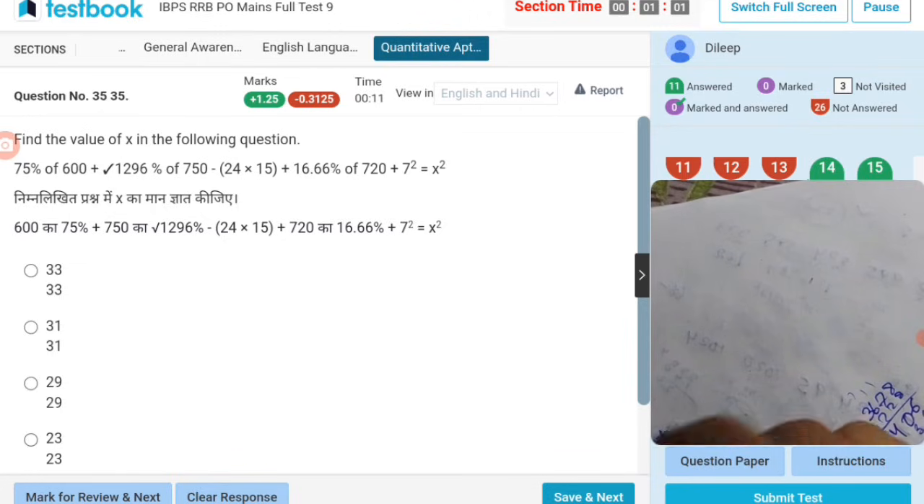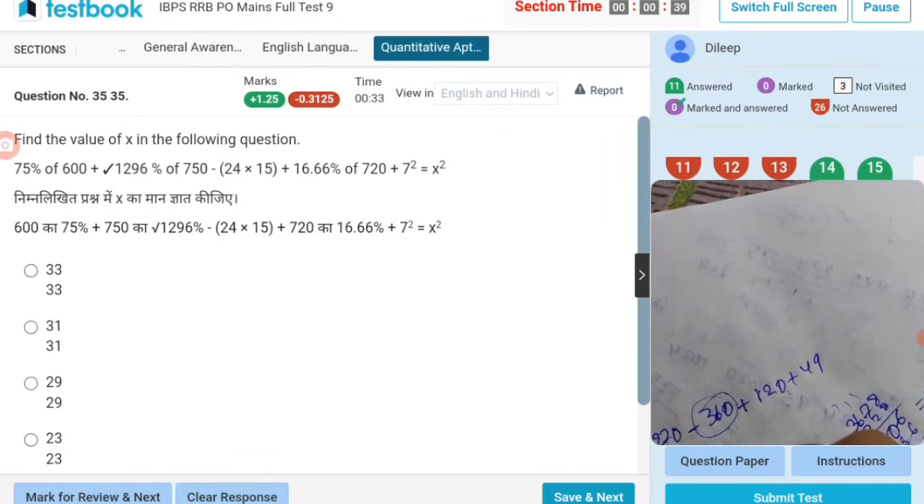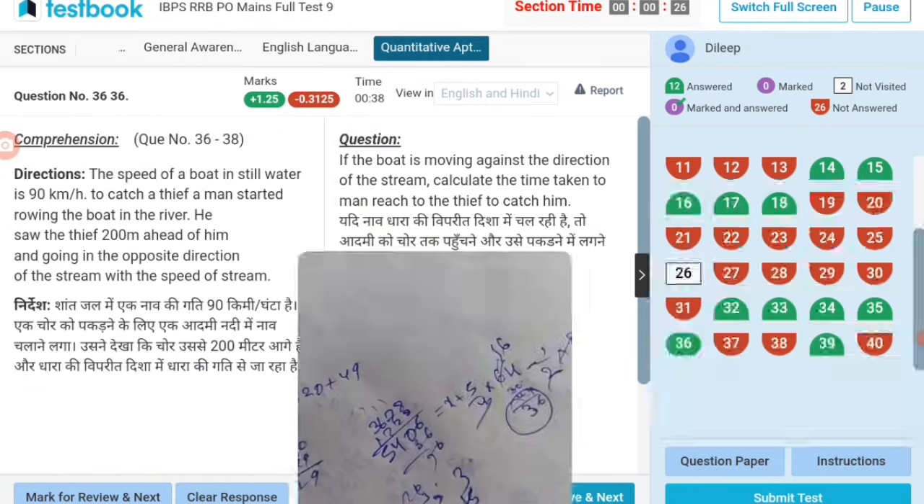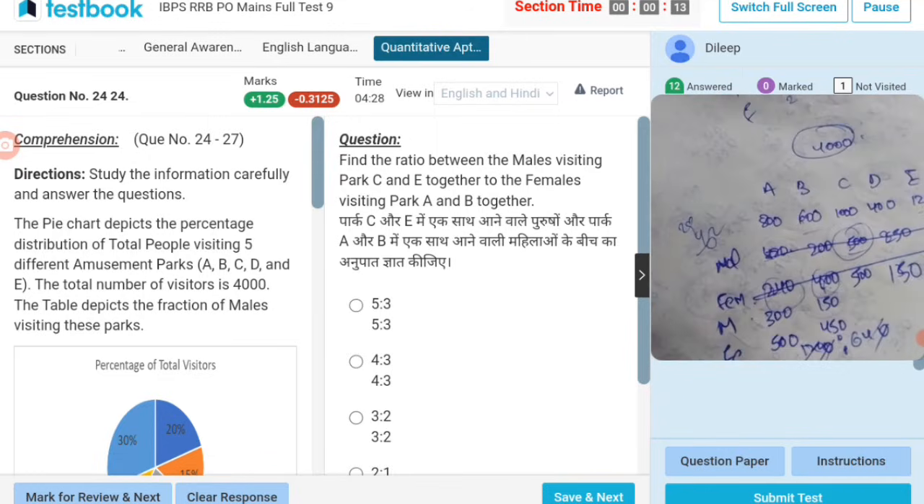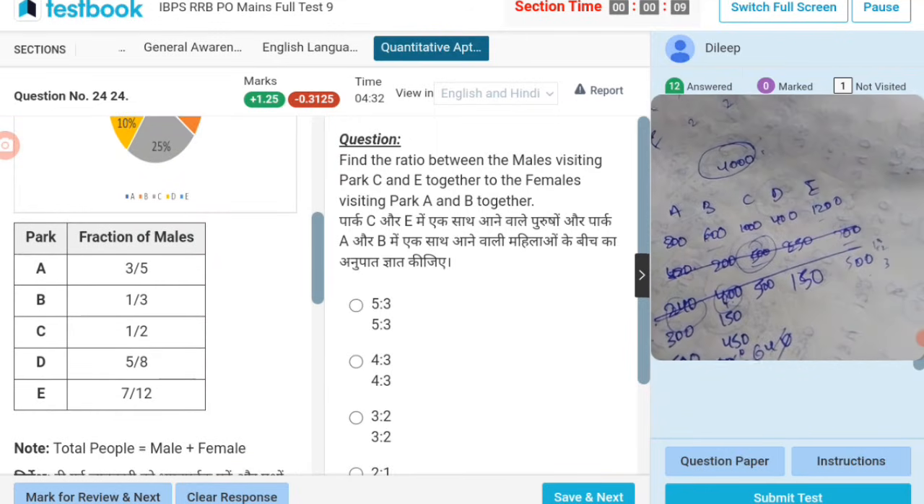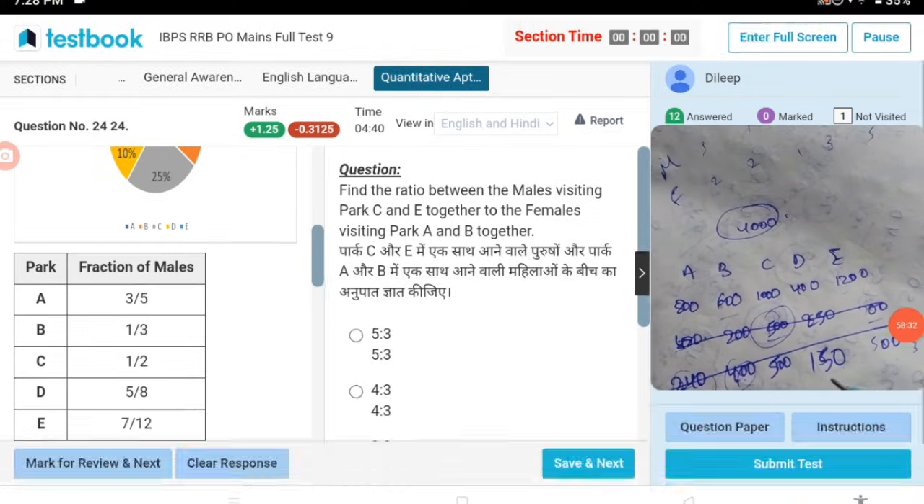36. So 270 minus 360 is 2 by 3, 1 by 6, 49, 720, 840, 360, 480 and 49, 529, that is 23 square. So fraction of males. Time is over.